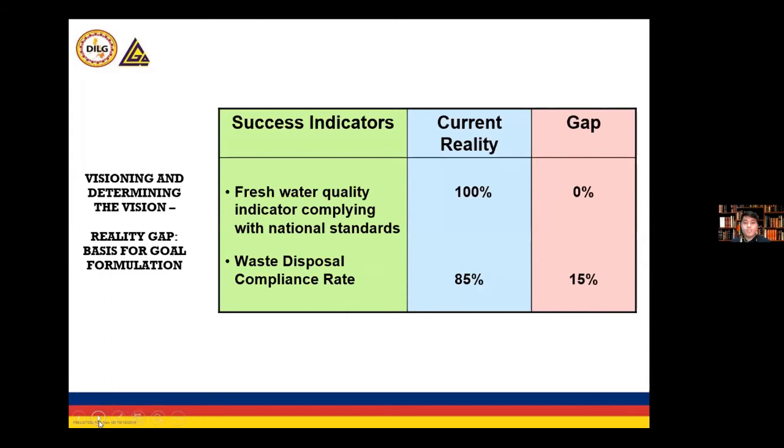Okay, meron pa dito, fresh water quality indicator complying with national standards. So, current reality natin is 100%. Okay? So, when it comes to fresh water, compliant 100% sa national standard. So, ang gap mo, wala ka ng gap. Ibig sabihin, you have achieved this particular success indicator. So, dyan na ba matatapos yan? Of course not. Kasi data could either provide you a problem or a potential. No? So, if this does not pose a problem, what potential does it provide? So, that's something that you need to analyze, no? Kapag wala tayong ma-identify na gap.